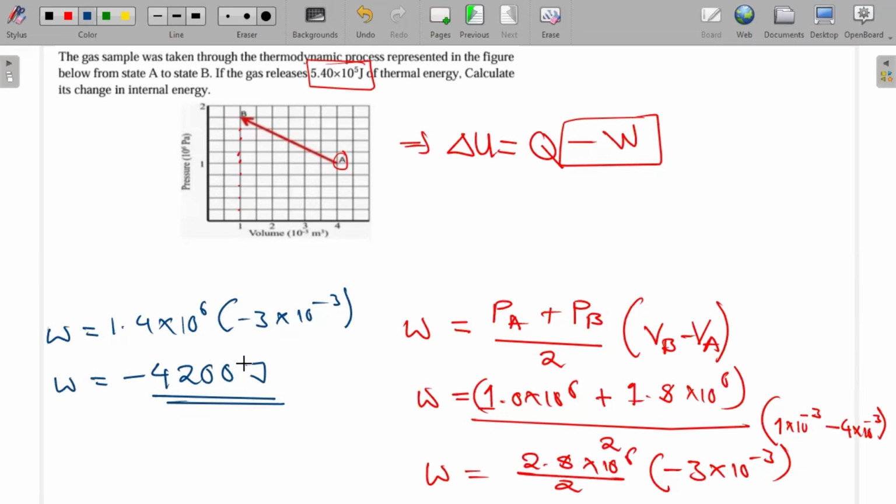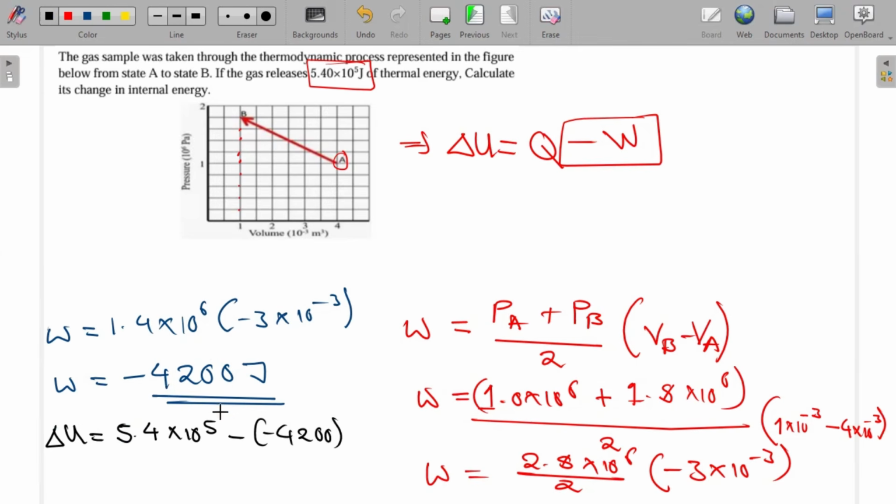And now that we've calculated the work done, we can bring back this formula to say our change in internal energy will be equal to the thermal energy. They've already given us the thermal energy: it's 5.4 times 10 to the power 5 minus negative 4,200.